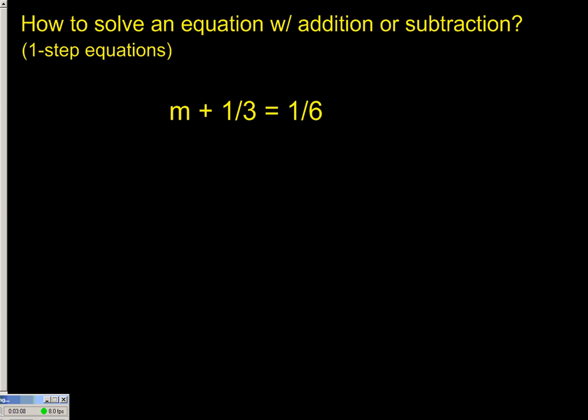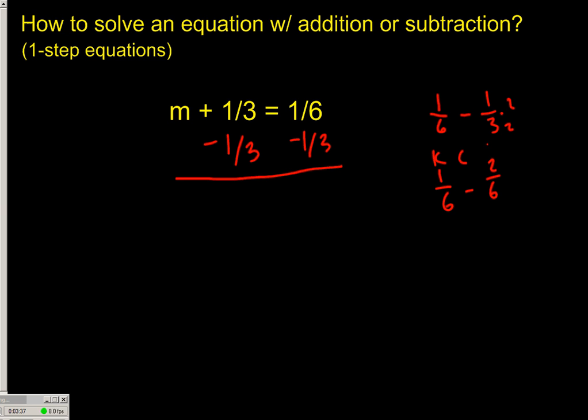Here we go. m plus 1/3 equals 1/6. So it's basically this idea of if we have a positive 1/3 being added to the m, let's just subtract 1/3 from both sides. Now, that's the same thing as 1/6 minus 1/3. We don't have common denominators, so times this by 2, top and bottom, and we get 2/6. We still have to keep, change, change. And 1 plus negative 2 is negative 1. So now I know that m equals negative 1/6.